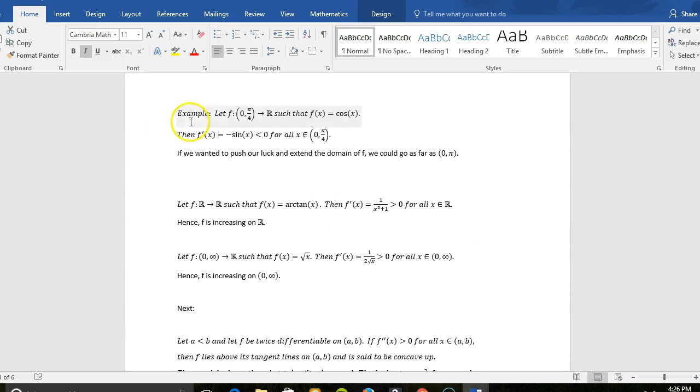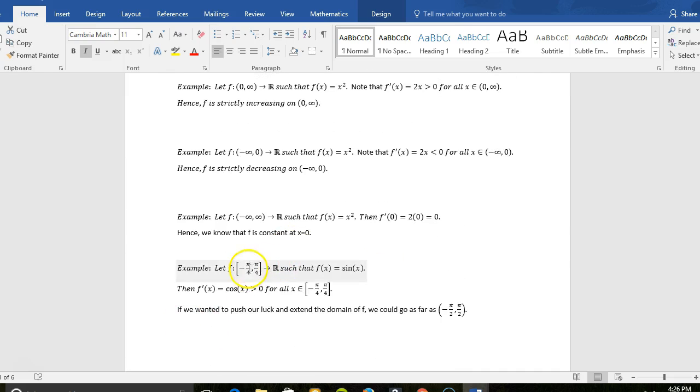Now, let's go down. Let f be a function on the open interval from 0 to pi over 4 to R such that f of x equals the cosine of x. Then f prime of x equals the negative sine of x, which is less than 0 for all x in 0 to pi over 4. So we're decreasing. If we wanted to push our luck as far as we could go, we could extend all the way to the open interval 0 to pi, and this would still hold true. So f is decreasing on this entire interval here. Whereas on the last example, it was increasing on this entire open interval here.